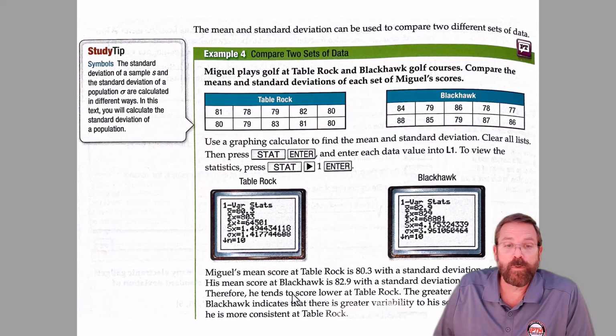And we can say with that, therefore he tends to score lower at Table Rock, because the average score at Table Rock is lower than the average score at Blackhawk. And there's a greater standard deviation at Blackhawk, which means when he's playing at Blackhawk, he has more variation in the score he gets. He's not getting as consistent of a score every time he goes to Blackhawk as he does when he's going to Table Rock.